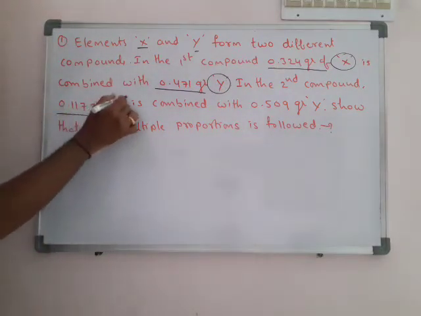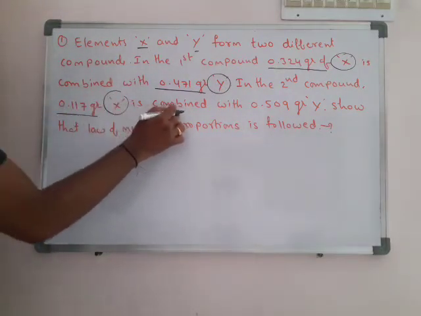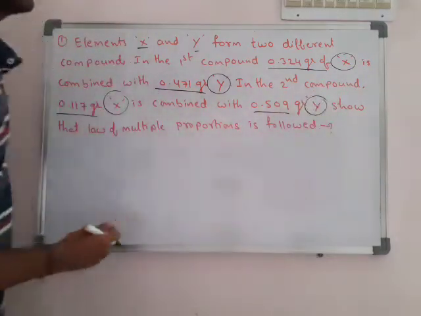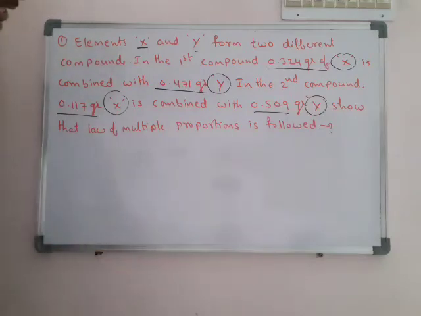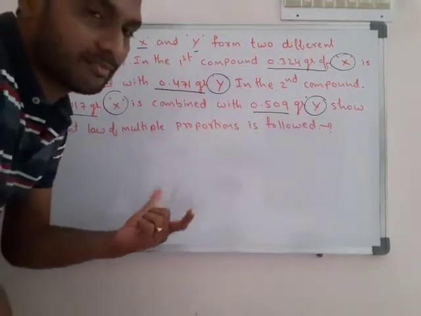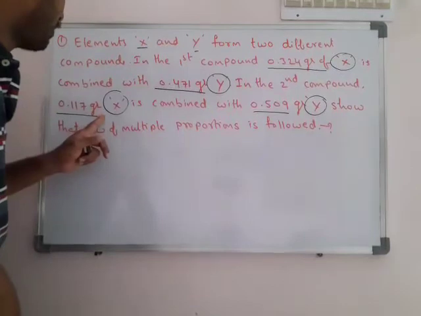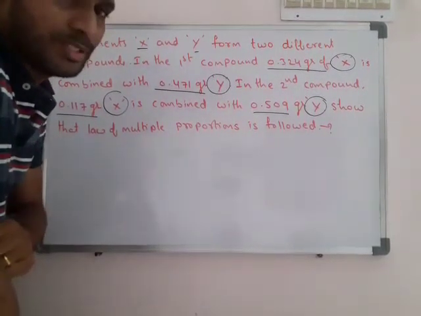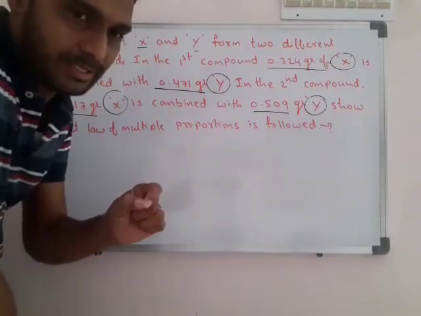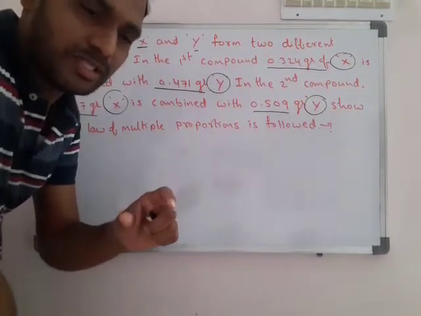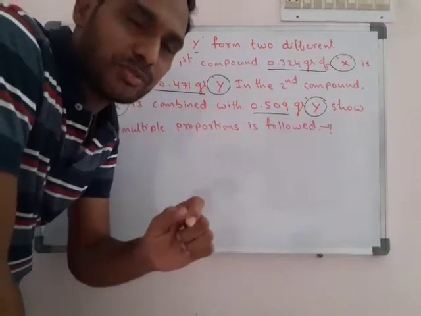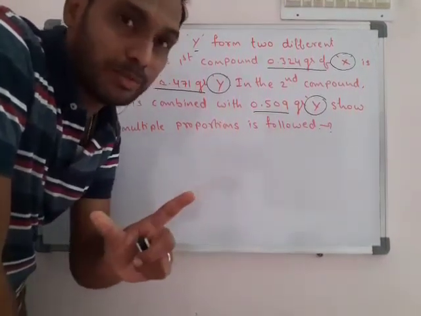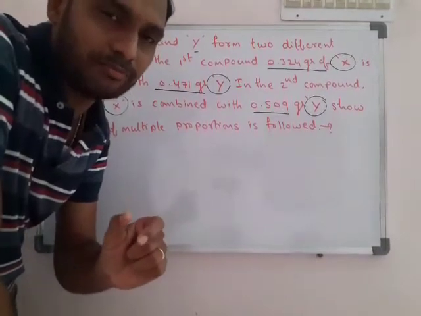In the second compound, 0.117 gram of X is combined with 0.509 grams of Y. Same X and Y, but here the amount is different. With the help of these details, we have to prove whether the law of multiple proportions is followed or not.